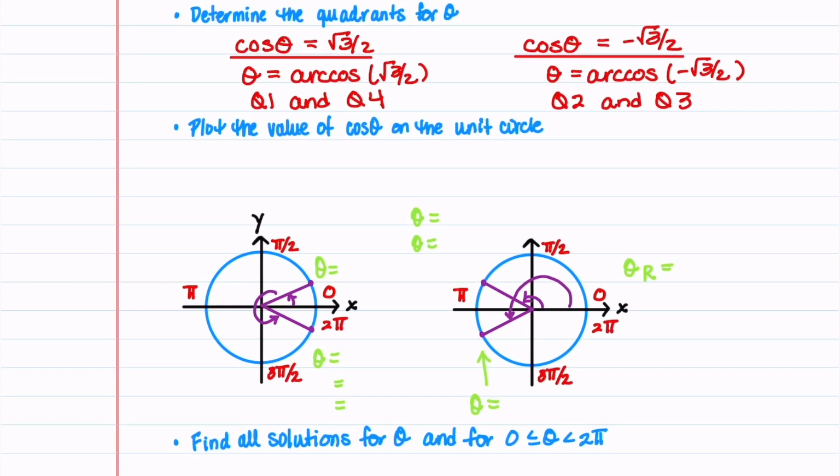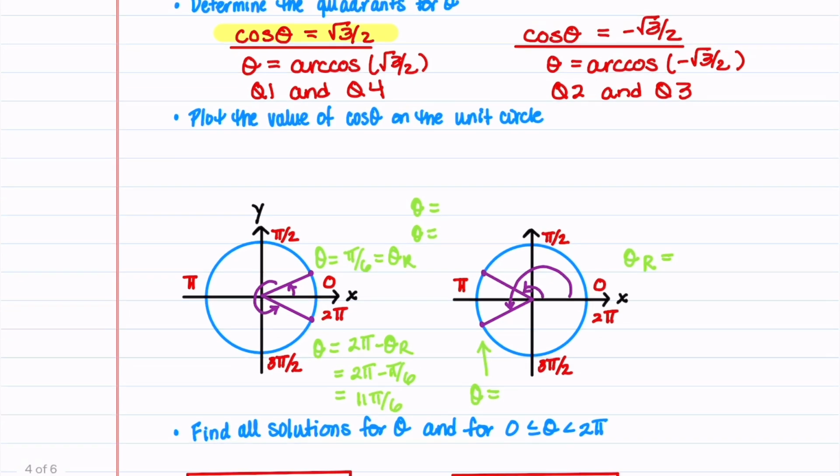Our first solution to cosine theta is equal to root 3 over 2 is in quadrant 1, and theta is equal to arc cosine of root 3 over 2, which is pi over 6, and this is our reference angle theta sub r. Our second solution lies in the fourth quadrant, and theta is going to be 2 pi minus theta sub r. So this is 2 pi minus pi over 6, which gives us 11 pi over 6.